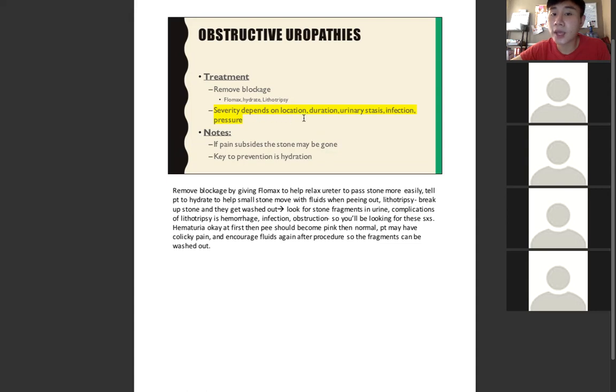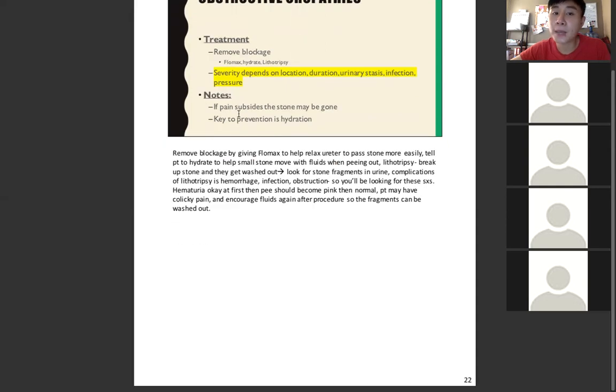Severity depends on location, duration, urinary status, infection, and pressure. Note, if pain subsides, the stone may be gone. The key to prevention is hydration. Remove the blockage by giving Flomax to help relax the ureter to pass the stone more easily. Tell the patient to hydrate to help the small stone move with fluids when peeing out.